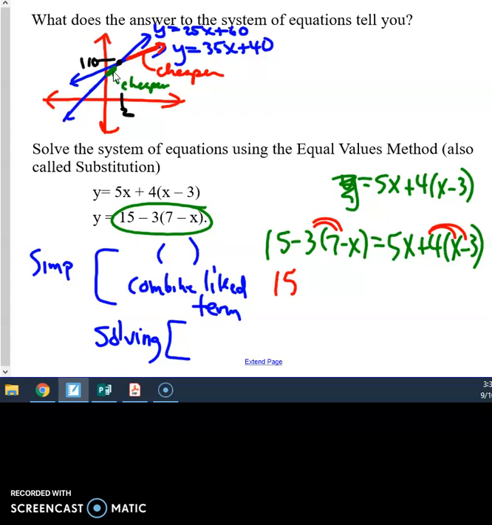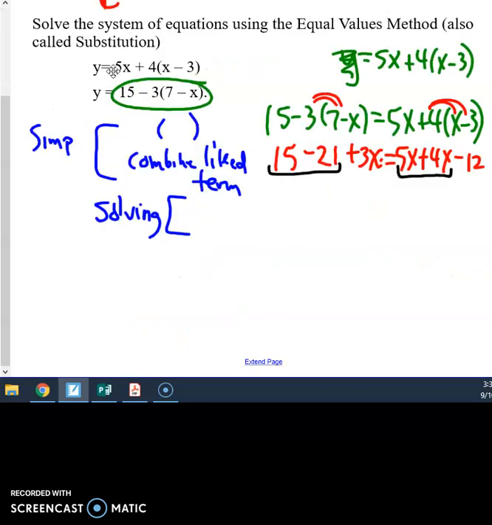So I'm multiplying the 3, which happens to be a negative 3, by the 7, that's negative 21. And the negative 3 times a negative x makes it a positive 3x. On the other side, we're taking 4 times the x, which is 4x, and 4 times the negative 3, which is negative 12. Combine like terms. In this case, the numbers on the left side, and x terms on the right side. So 15 minus 21 is negative 6 plus 3x. And on the right side, it's 9x minus 12.